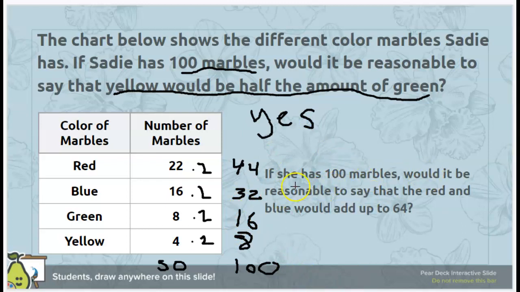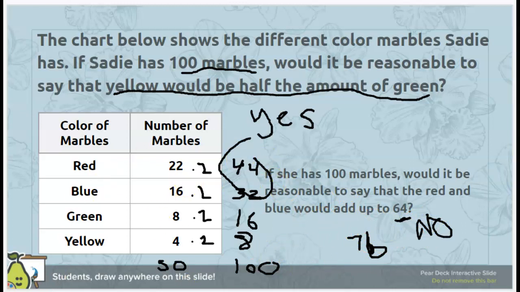So then here's another question. Would it be reasonable to say that red and blue would add up to 64? Well, red and blue, if I have 100, that would be 44 plus 32, right here. So that would be 76. Uh-oh. That's 76. So is it reasonable to say that? No. It would actually be 76.